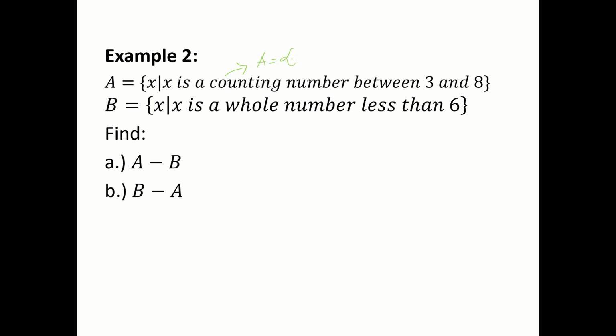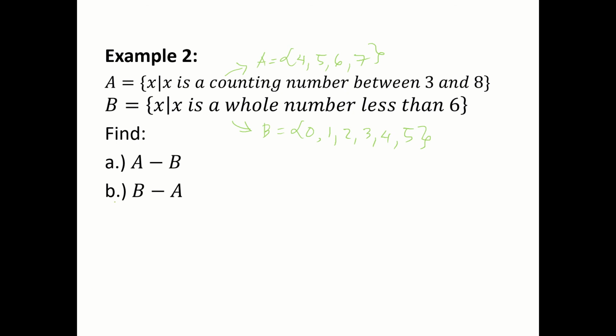So for A, what are the counting numbers between 3 and 8? So that would be 4, 5, 6, and 7. While in B, whole number less than 6. So remember, whole number starts at 0. So don't forget 0, 1, 2, 3, 4, until 5. Because it's less than 6, that means 6 is not included. That's the time that you have to find the difference between A and B, and B and A.